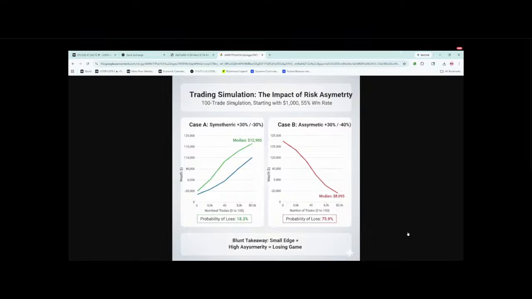With this 100-trade simulation, we're starting off with $10,000, with $1,000 per trade risk. So you're sizing 10%, but your stop loss is negative 30% in case A and negative 40% in case B. When you win, it's 30% in both cases. In case A, this is with a 55% win percentage, a pretty mid win percentage.